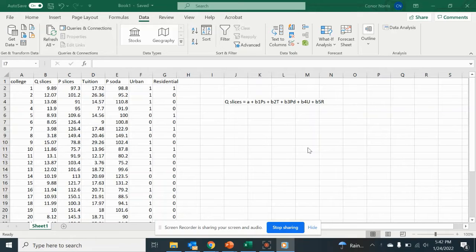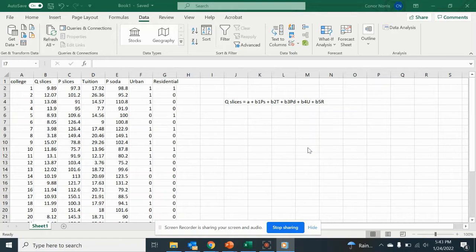So we have B1 times PS, where PS stands for the price of slices. Then B1 is our first coefficient. So that's what we're trying to estimate, the B1. We have that plus B2, our second coefficient, times the tuition, plus B3, our third coefficient, times the price of soda, here represented as PD. Plus B4, our fourth coefficient, times U, the dummy variable representing urban, plus B5, our fifth coefficient, times R, the residential dummy variable.